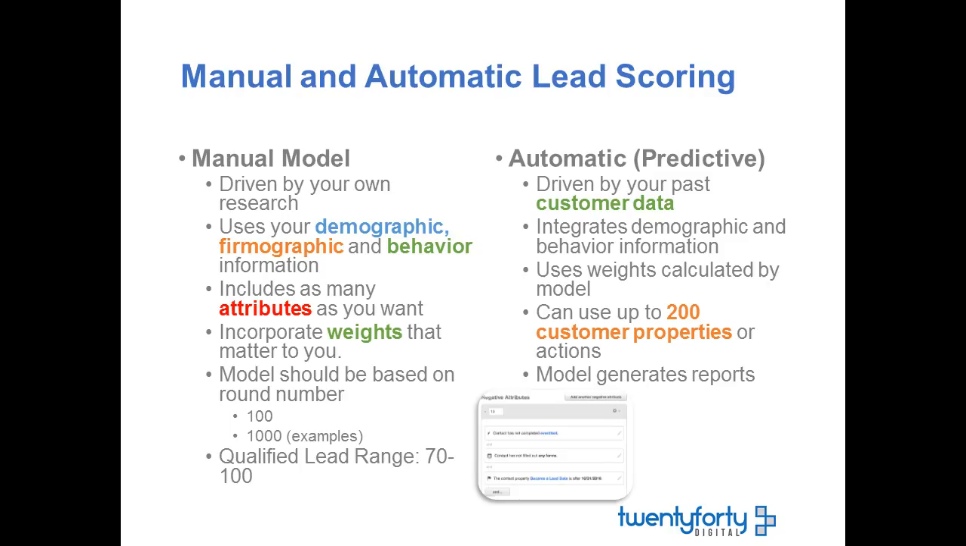On the other side is automatic, and as Tom mentioned, that is being coded as predictive. It is driven by your past customer data. It integrates demographic and behavioral information together. It uses weights calculated by a model, particularly designated by a system. The automatic process can use up to over 200 customer properties and actions. Both manual and automatic can generate reports, and I'll show a few snapshots of those in a few moments.